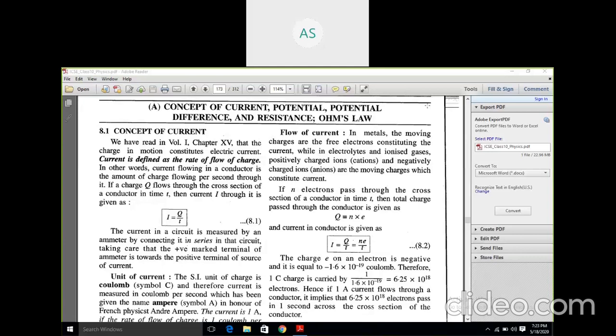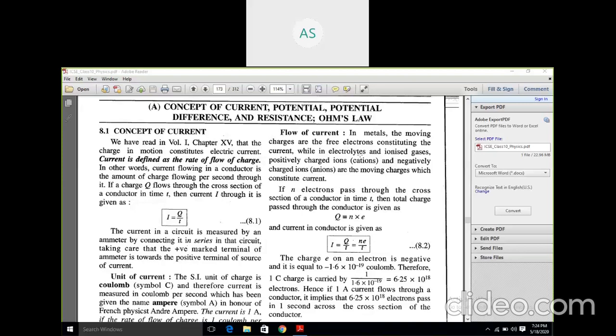Now, in order to understand current electricity better, the first thing that we need to know is what is current. Current is defined as the rate of flow of charge. What do you mean by this statement, rate of flow of charge? See, rate means any quantity divided by time. In this case, we are dividing charge by time. So, if we can calculate the total charge that is flowing through a conductor, and if we divide that by the time interval, then we will be able to calculate the current that is flowing through that conductor.